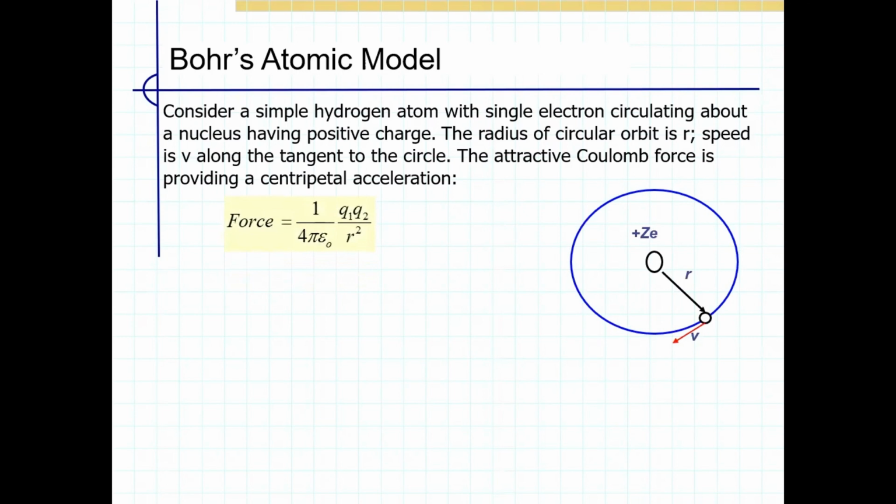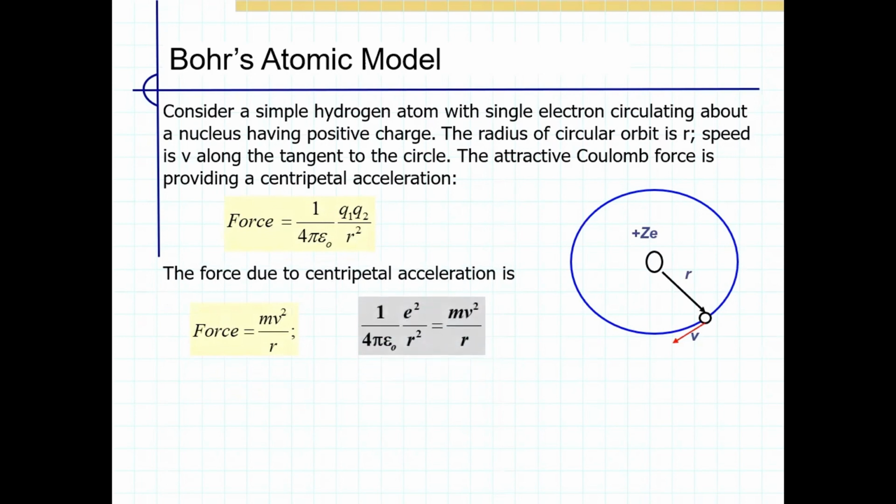It is between two charges, Q1, Q2 divided by r square, and 1 over 4 pi epsilon naught is the relationship for the Coulomb force. And the force due to the centripetal acceleration is balanced. This is mv square over r, where v is the velocity, r is the radius. So if we equate these two, we get the kinetic energy, which is mv square by 2, equal to e square divided by 8 pi epsilon naught times r.